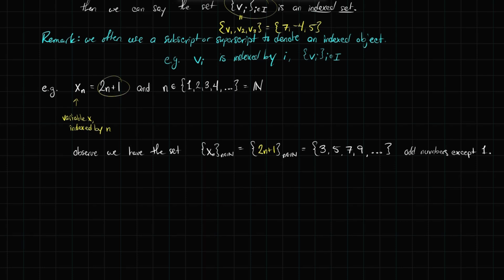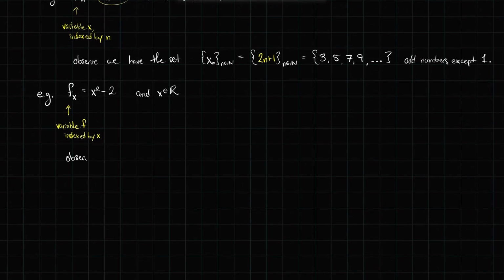And so indexing kind of gives us a new version of set builder notation. Let's look at one more brief example. Let's do something like f sub x equals x squared minus 2. This is now the variable f indexed by x. And then we'll specify that x is in R. Now what we can say is that we have the set {f sub x : x in R}, which happens to be equal to {x squared minus 2 : x in R}.